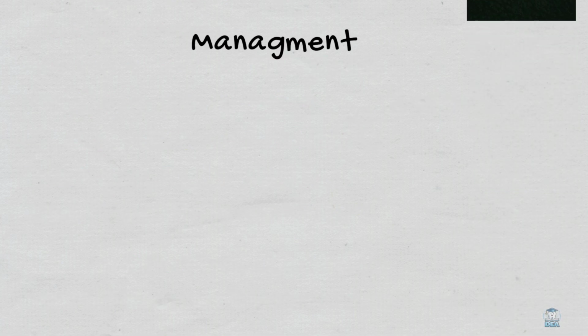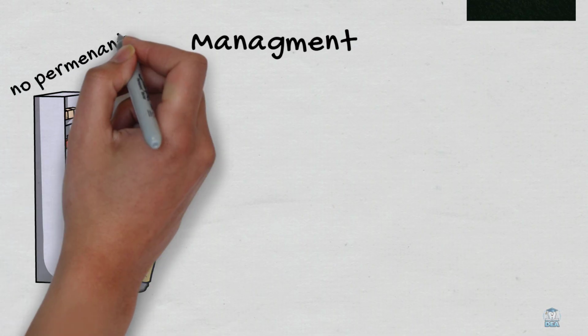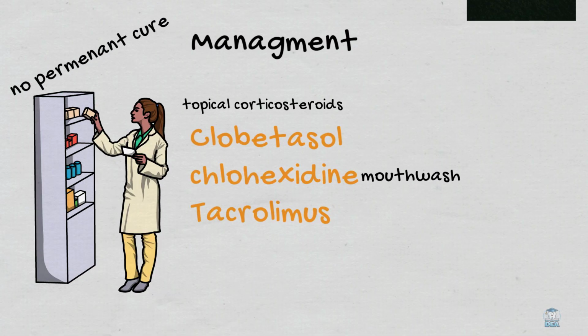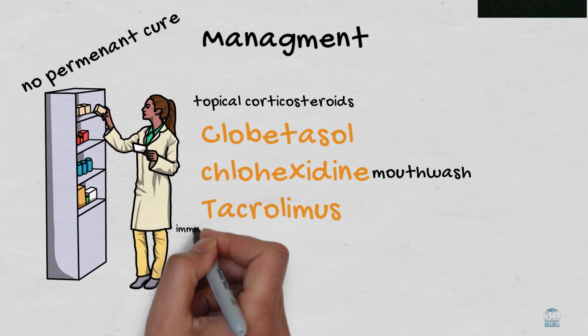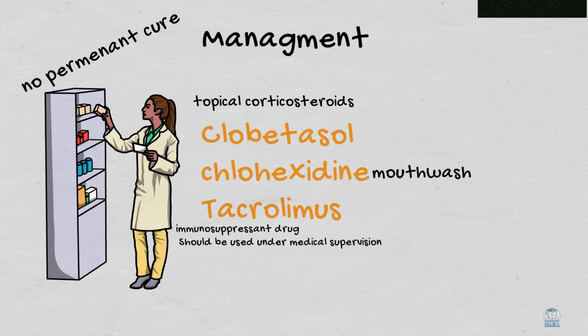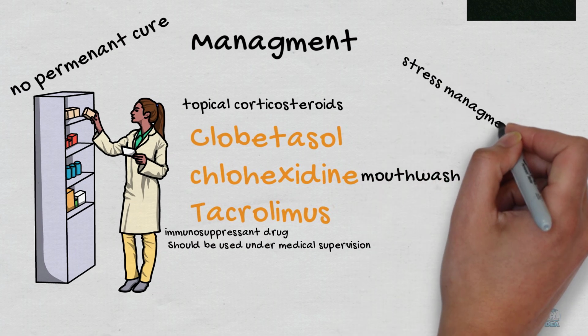Now, how do we manage it? There's no permanent cure, but OLP can be controlled effectively. Topical corticosteroids like clobetasol are the first-line therapy. Mouthwashes, topical anesthetics, and calcineurin inhibitors like tacrolimus can also help.